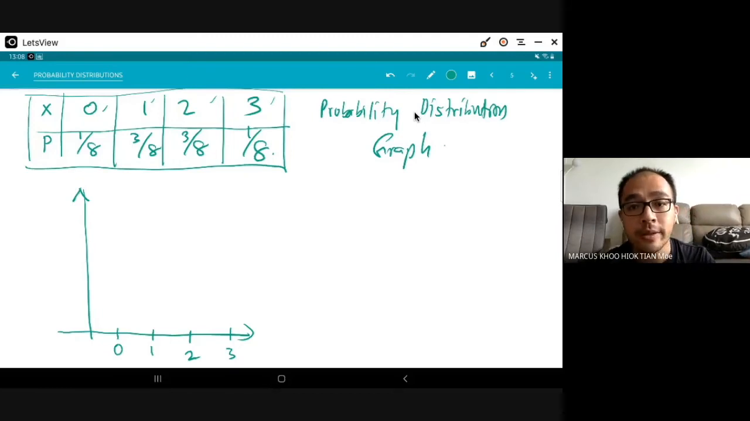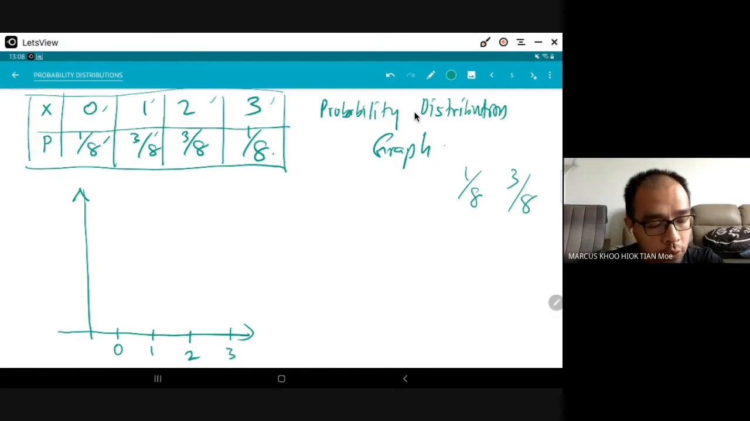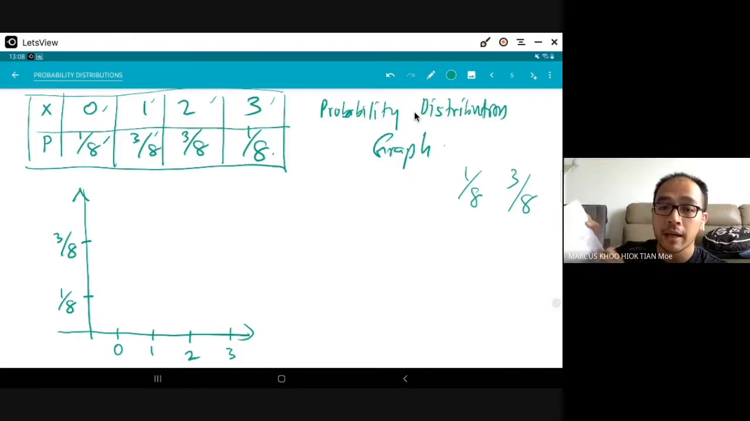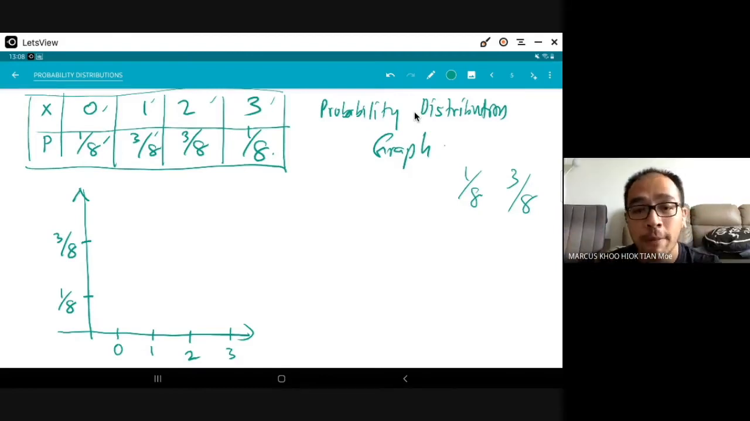Now the next thing you do is you just take these values. There are only 2 values. It's either 1 over 8 or it's 3 over 8. There are no other values over there. So what you can do is put 1 over 8 over here and put 3 over 8 up here. I know that in your workbook, it even gives you the grid lines, so you just adjust accordingly.